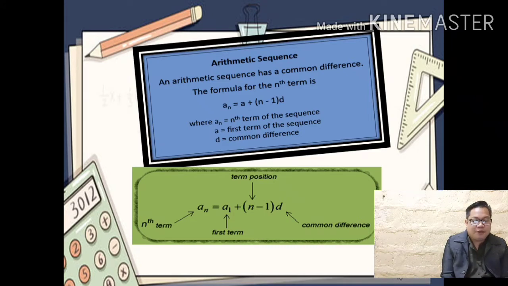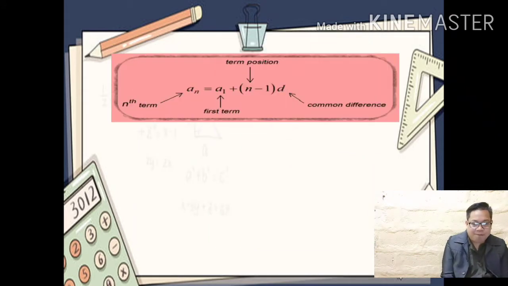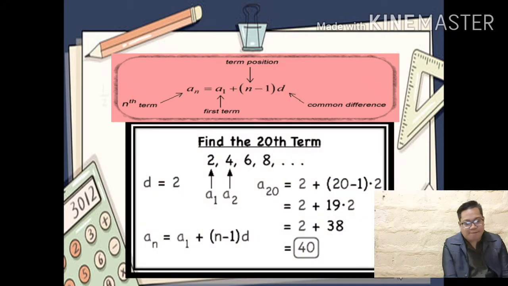Ano-ano ang kailangan natin dito? First term, yung n, yung kung ilan lahat ng terms, and d, yung common difference. So, mas mabilis nating mauunawaan ito kapag meron na tayong example. O, sige, let's have this. Gamitin natin ang formula sa example na to.